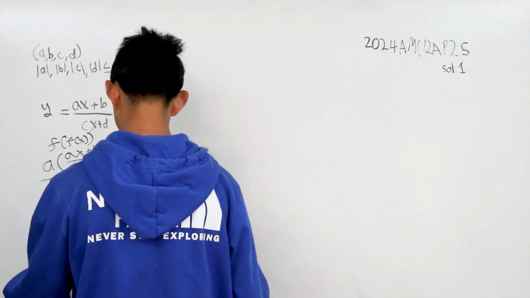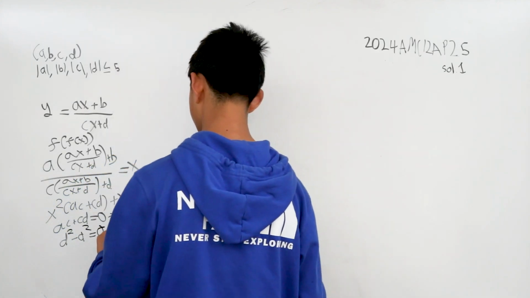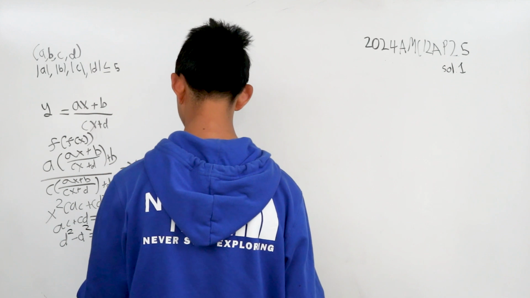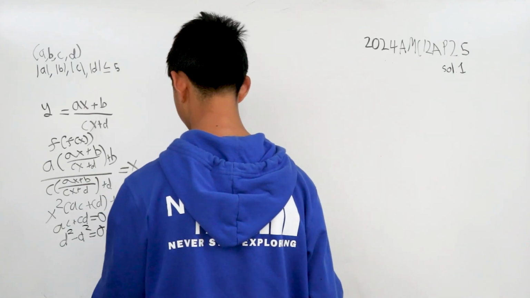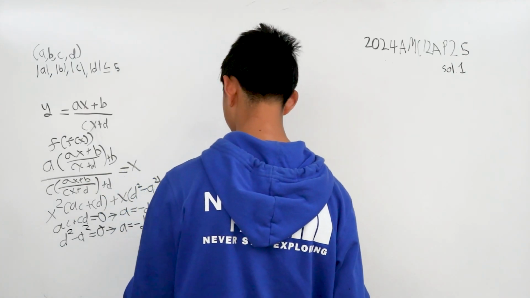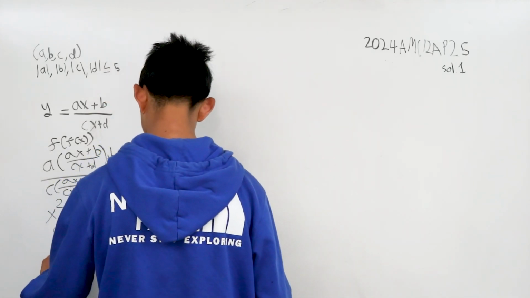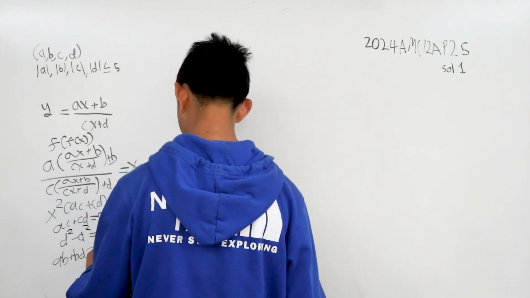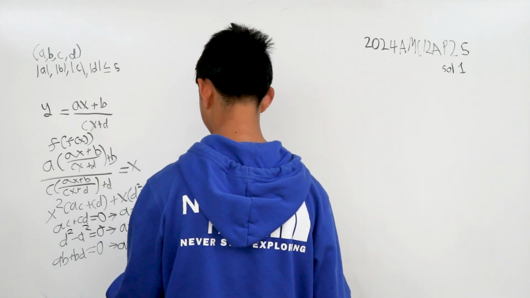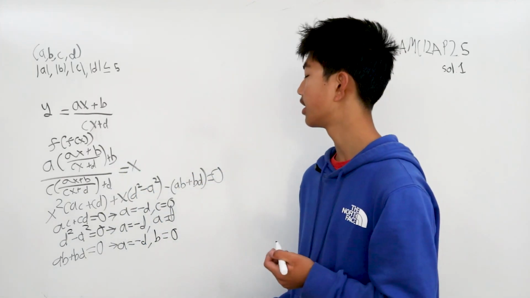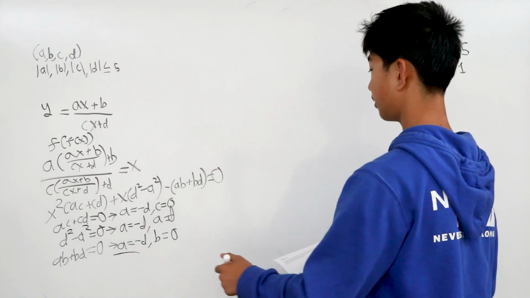Then we get that d squared minus a squared is 0. Once again, we get that a is equal to negative d, or a equals d. And then finally, we have this one: ab plus bd is 0. This gets us a is negative d, or b is 0. So we see for all these three equations, a equals negative d holds true. So therefore, we have 3 of these.